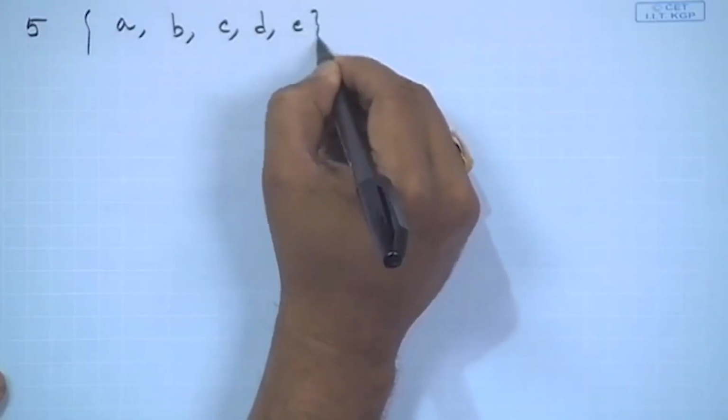Before we proceed with the details of the example, I would like to remind you that when we did fixed length codes, we had taken a set of source symbols. Let us say there are 5 source symbols, for example A, B, C, D and E.